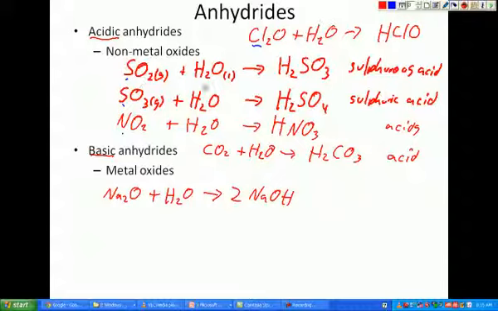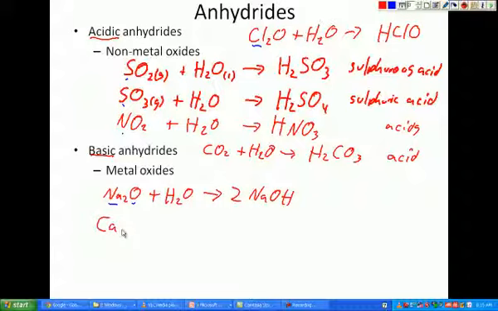Now these non-metal oxides are sometimes making, for example, this one, which is a weak acid. This one's a strong acid. This is a strong acid. This is a weak acid. These ones are usually making strong bases. So again, this is a metal oxide making a strong base.